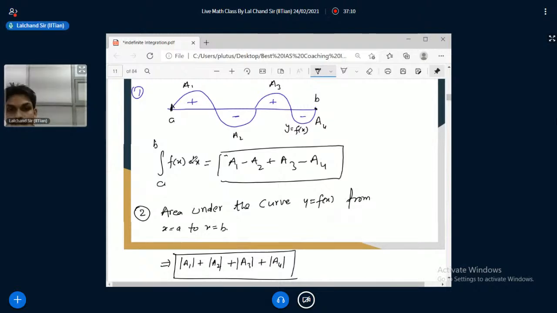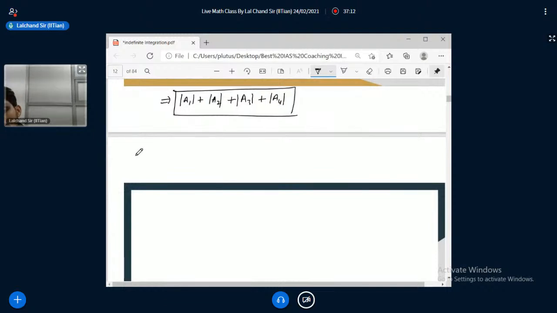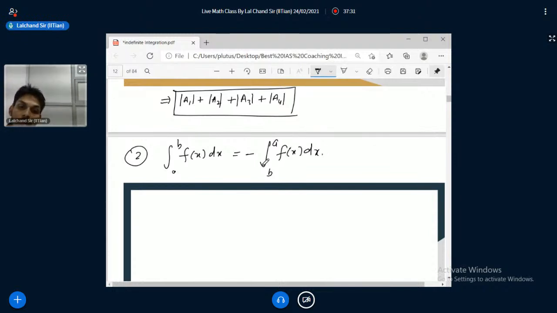Okay, fine. So the next property is the integral from a to b of f(x) dx is equal to minus the integral from b to a of f(x) dx. This is the next property. If we change the limit from a to b into b to a, then this integral will be negative.